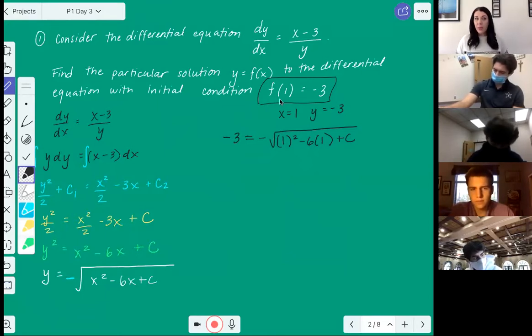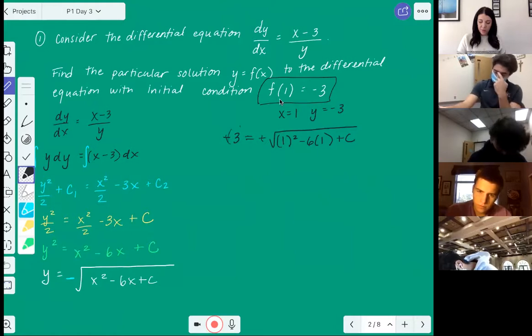Okay, at this point, what we're going to do, it feels like we're going to kind of undo a bunch of stuff we just did. Essentially, we're going to undo both of those negatives, right? Because now we're trying to solve for c. So now we actually have to get c by itself. We're going to square both sides. So I'm going to square the 3, and I'm going to square the square root.